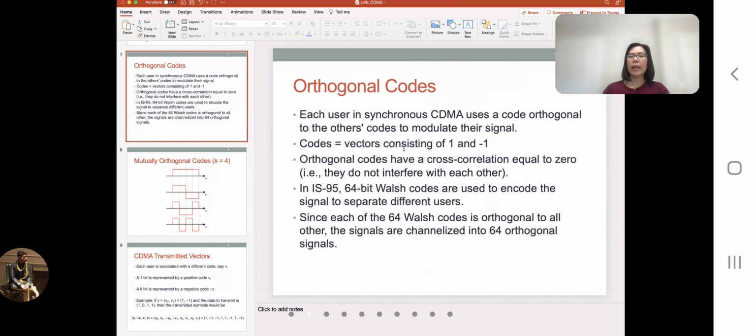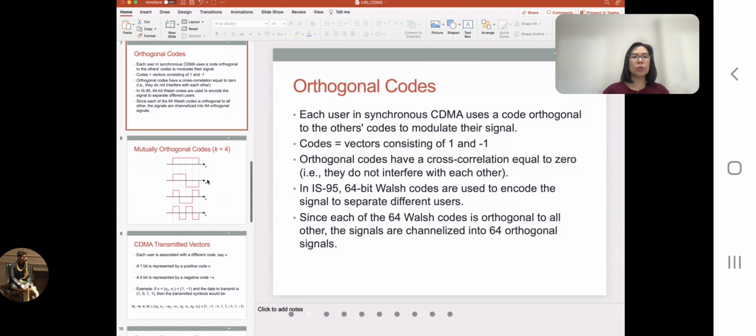In the IS-95 cellular system in the US, a second generation cellular network, 64-bit Walsh codes are used to encode signals for different users. Basically, each channel, each frequency, would have 64 codes, and they are orthogonal to each other. Because of this, you can have 64 users working on the same channel, same frequency, at the same time. So that is the definition of orthogonal codes.